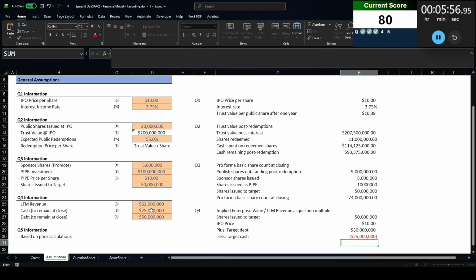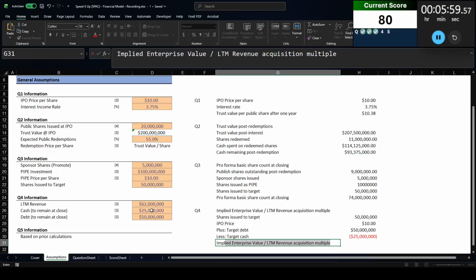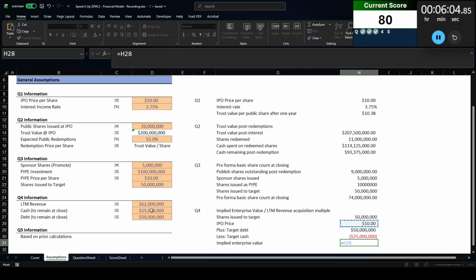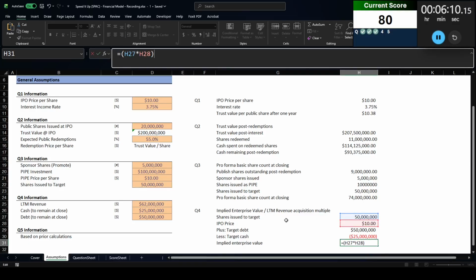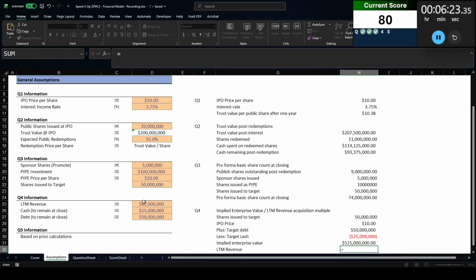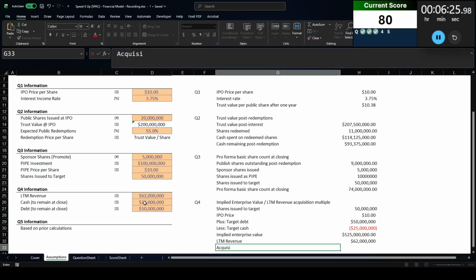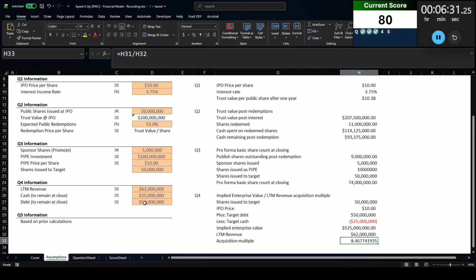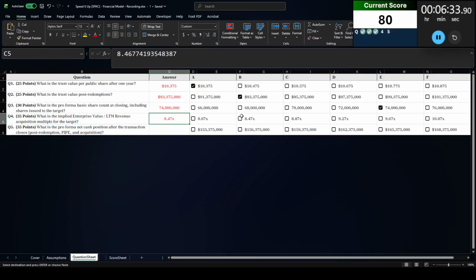So implied enterprise value should be this times the $10, which will give us the value from equity, plus target debt minus target cash. Now it's already entered as a negative number, so I just put the plus there. So that's the implied enterprise value. LTM revenue is already listed here. So let's say acquisition multiple should be this divided by the LTM revenue, where I get 8.4677, which is right there.